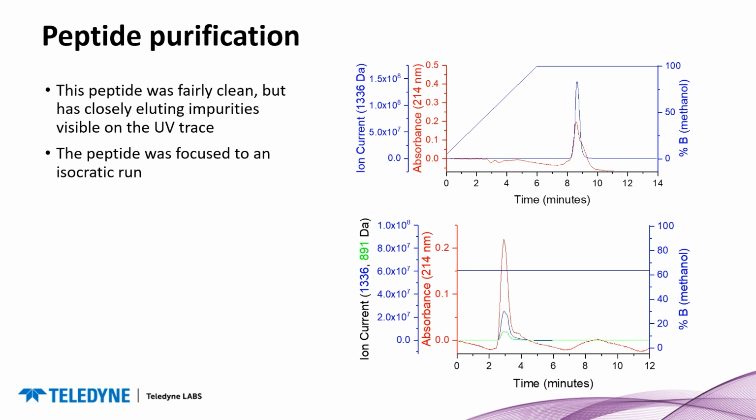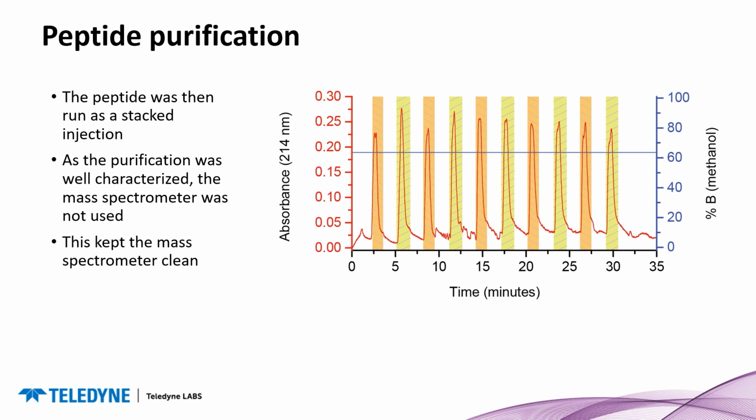In this example, the peptide was fairly clean but has closely eluting impurities visible on the UV trace. The peptide was focused to an isocratic run and then was run as a stacked injection. We shaved off the impurity with the time windows. As the purification was well characterized, the mass spectrometer was not used, thus keeping that instrument clean.